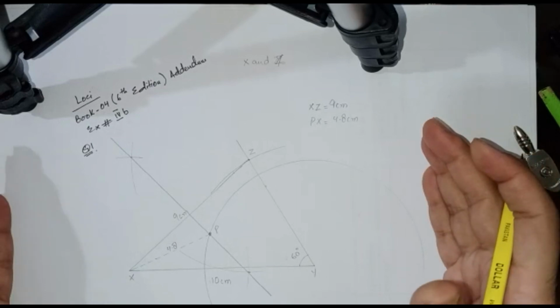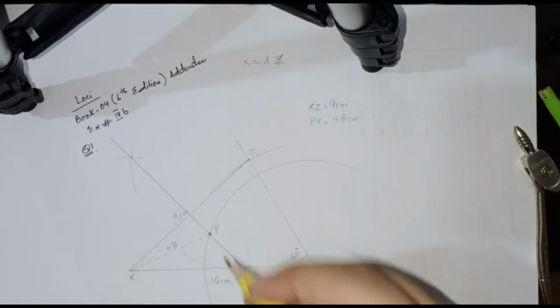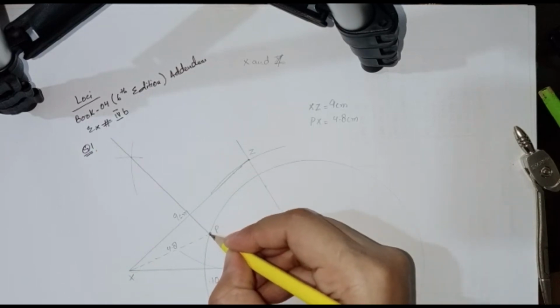Okay, here we have drawn two locus, circle and perpendicular bisector, where both locus are intersecting each other. This is our point P.